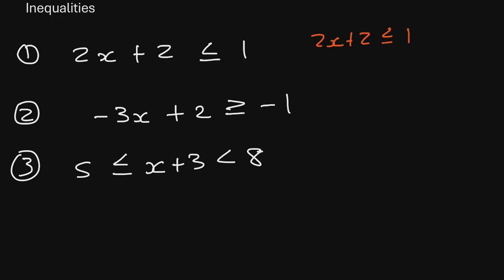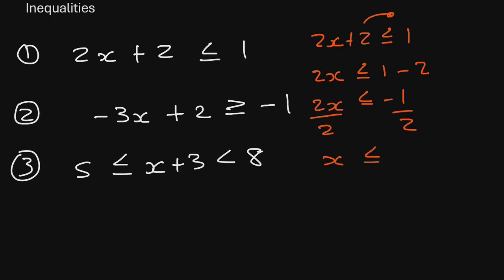To solve now for the value of x, we're just going to treat this as if we're having an equation. So we're going to move this 2 to the other side so that we're left with x only. So this is going to be 2x, and then when the 2 goes to the other side, it's just going to be 1 minus 2. And therefore what you have is 2x less or equals to 1 minus 2, which is the same thing as minus 1. And therefore you have to divide both sides by 2 so that you can get the value of x. So the value of x is less or equals to negative 1 over 2.